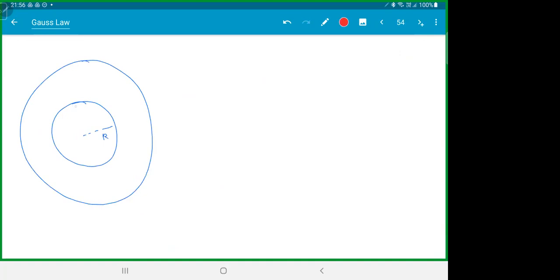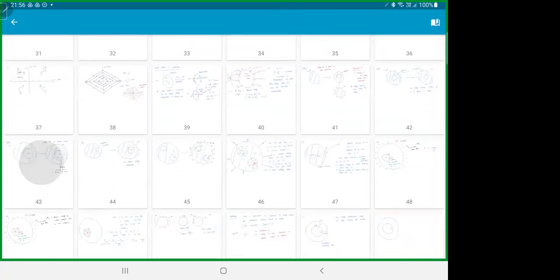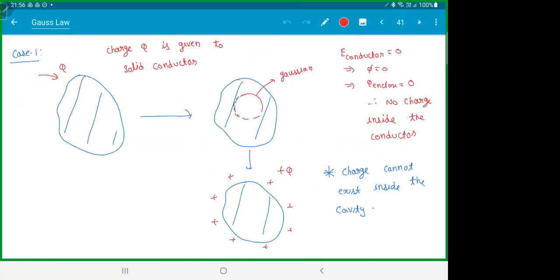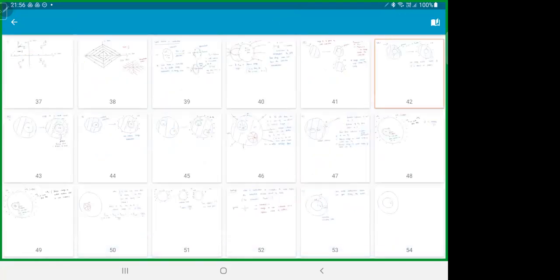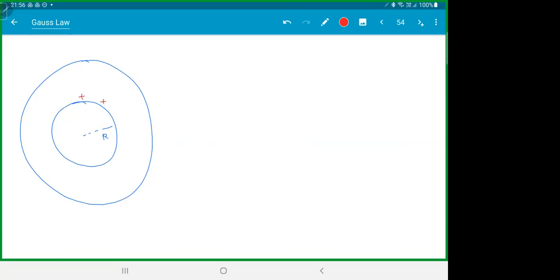First thing, can you have charge here? Yes or no? Think about it. If you have charge inside, they can repel. If they repel, what will happen? They'll come to the outer surface, no? Staying outside is much better than staying on the inner surface. So whenever you give a charge Q to a cavity, this is case one. Last time we did. If you give a charge Q, what will happen? The charge will never enter the cavity, no? So when you give charge Q, all the charge will be on the outer surface. Inside will be zero. There will be no charge inside.